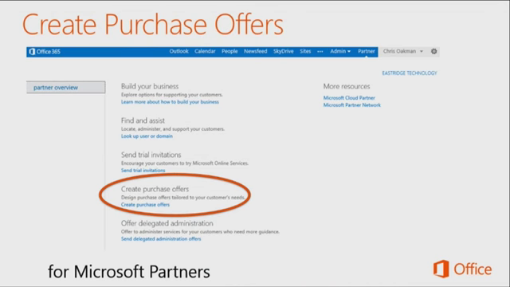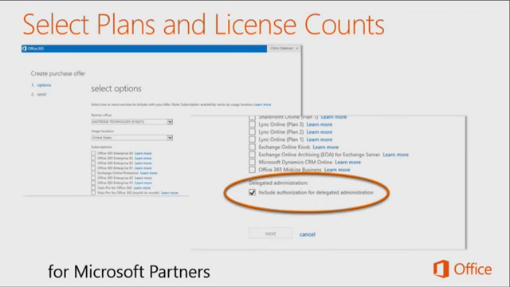We can create purchase offers. So if I have a client that calls me and wants to buy Office 365, I can create this purchase offer. We're going to click through that here in a second. It's going to pop up and ask you which plan they want to purchase. You click that plan. You can automatically include their authorization for delegated administration. So when they accept this purchase offer, you will automatically be added as the delegated partner, and you'll have the ability to manage their account.